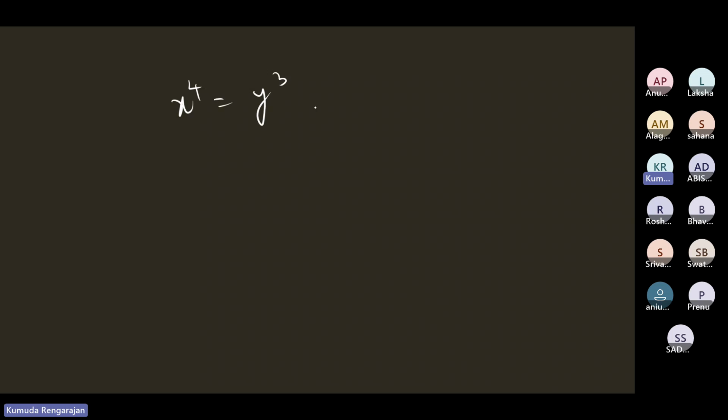Now raise both the sides to the power 1 by 4. You can do the same thing on both the sides. Whatever you do in the left hand side, do the same thing in the right hand side. So what happens? 4 and 4 get cancelled. So x is equal to y to the power 3 by 4.